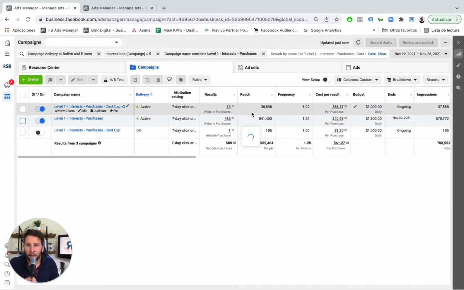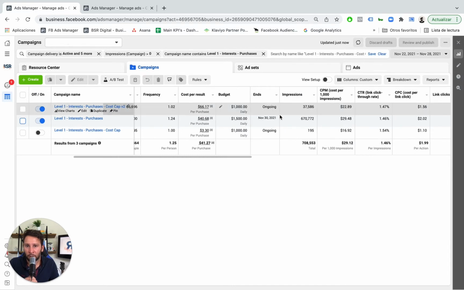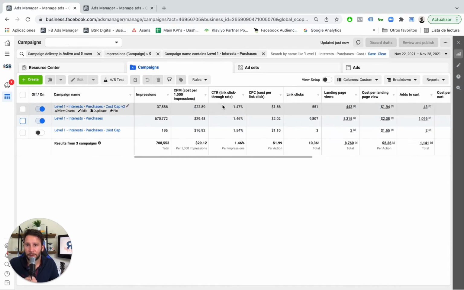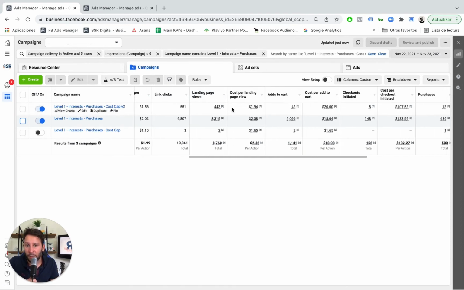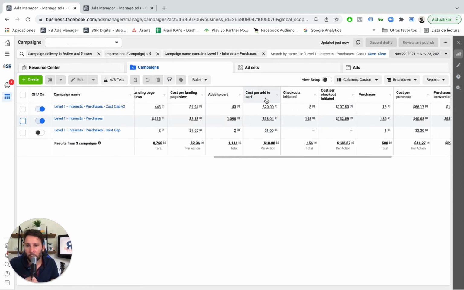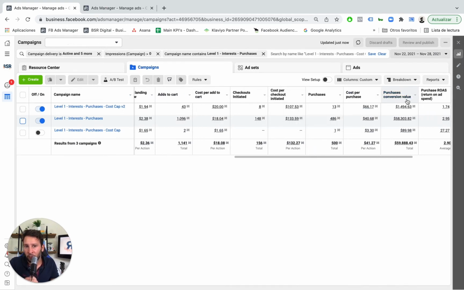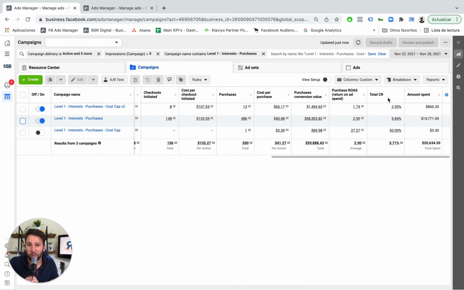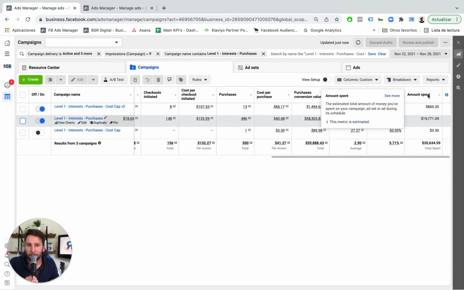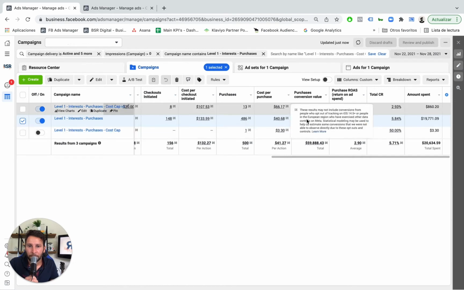So I'm going to present the metrics I have here. I have the reach, the frequency, the cost per result, the budget, impressions, CPM, CPC, CTR, link clicks, landing page views, which are different, and I have explained this in another video. The cost per landing page view, add to cart and the cost, checkouts initiated and the cost, purchases and the cost, the conversion value, the ROAS, the website conversion rate, which I'm going to explain in a sec, and the amount spent. I'm going to focus on this campaign right here, right?